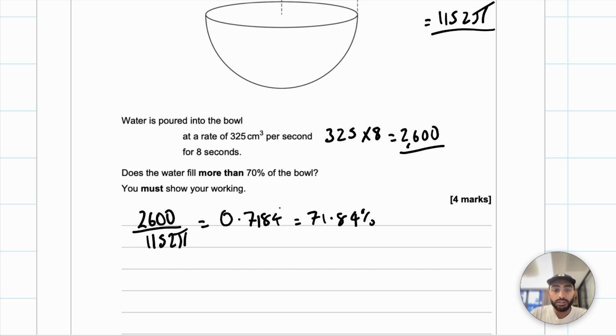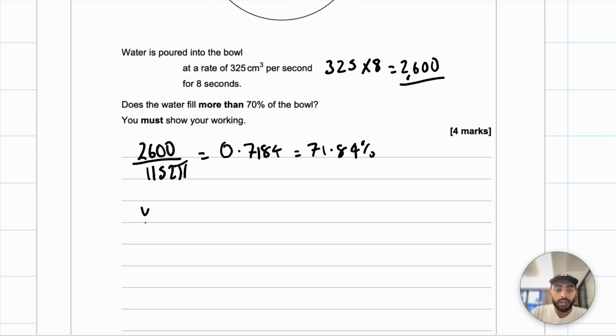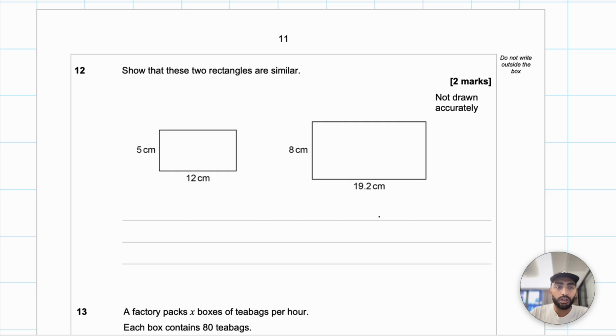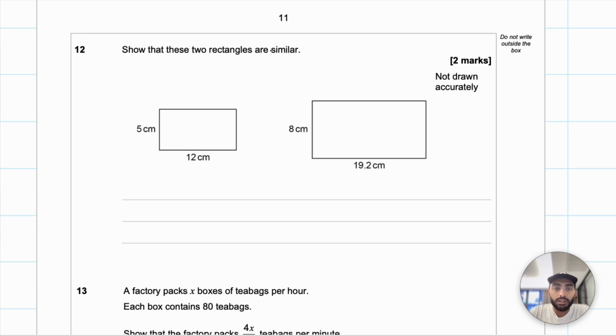So this is more than 70% of the bowl. So yes, it fills more than 70%. It fills 71.84%. Question 12, show that these two rectangles are similar.